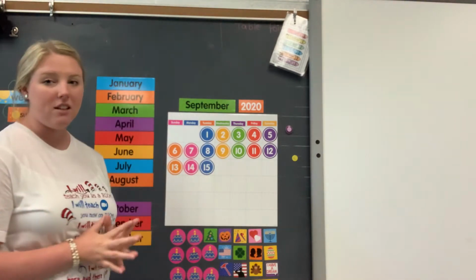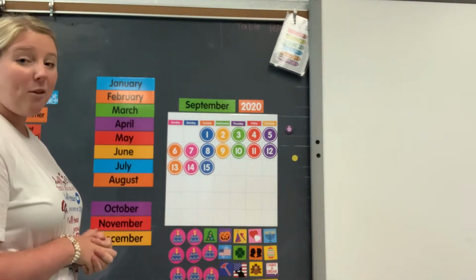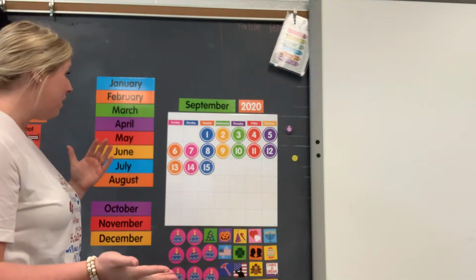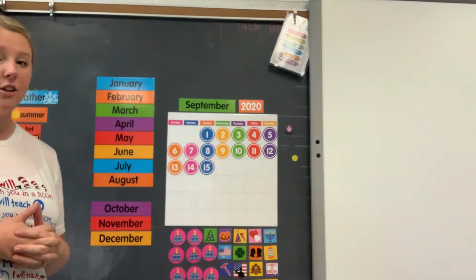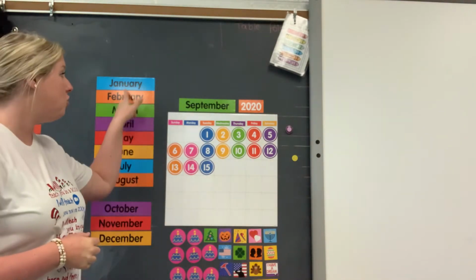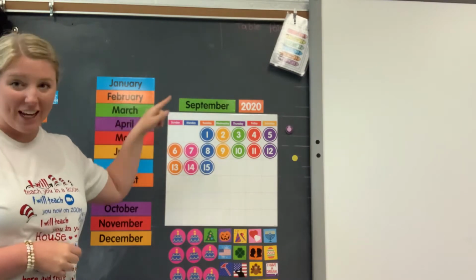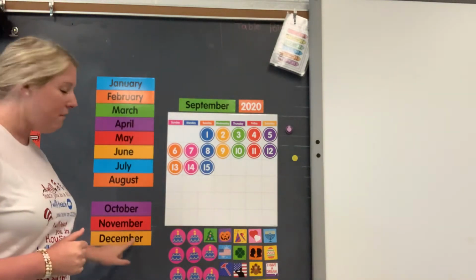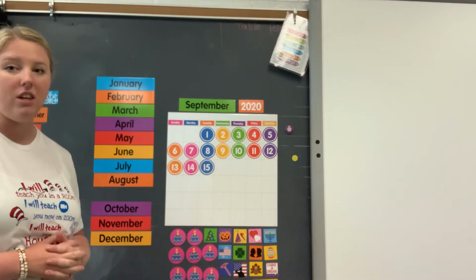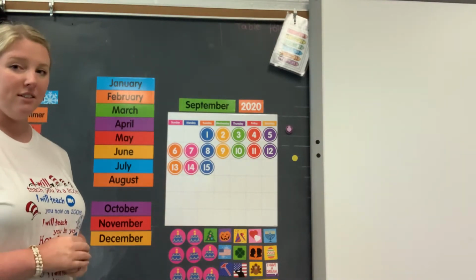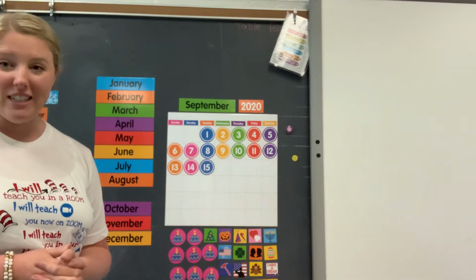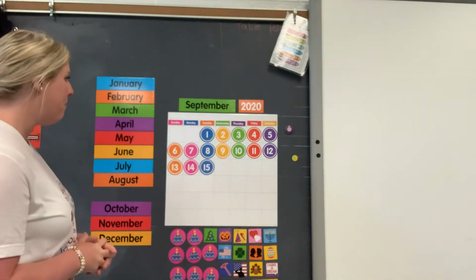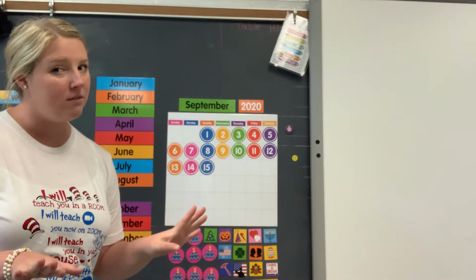Let's talk about our months of the year. Who can tell me what month starts our year? Starts with a J. January. Good job. January starts our months of the year. And what month is our last month of the year? It starts with a D. December. December's our last month. Good job.